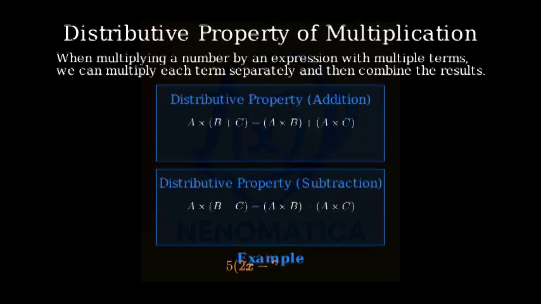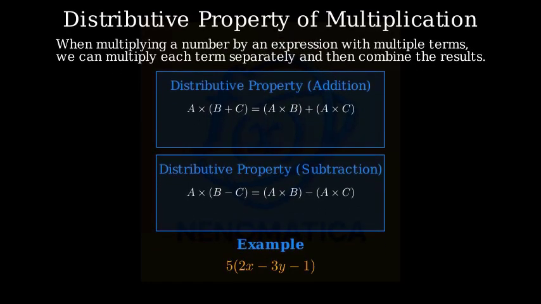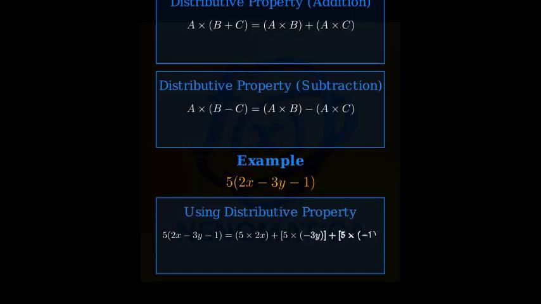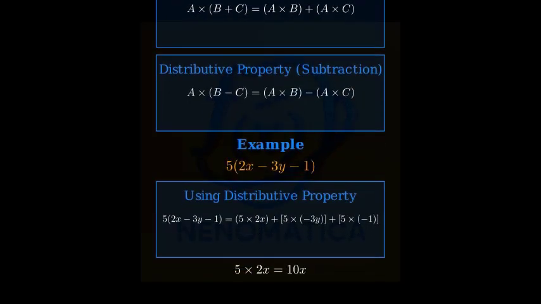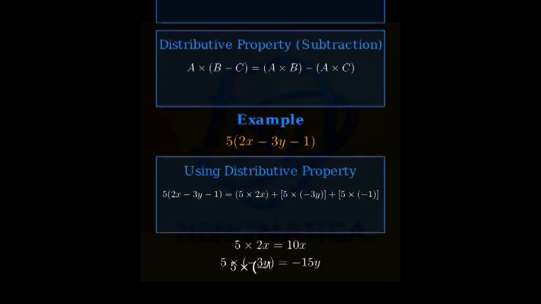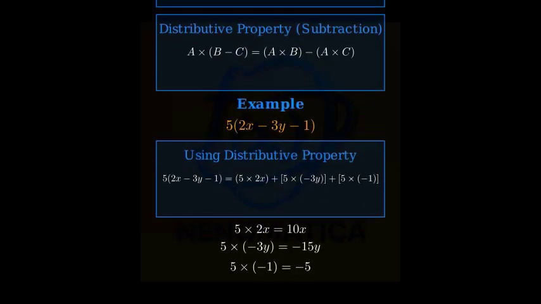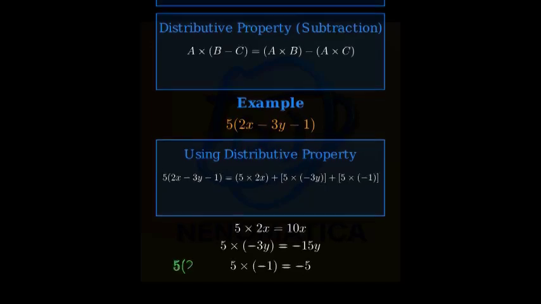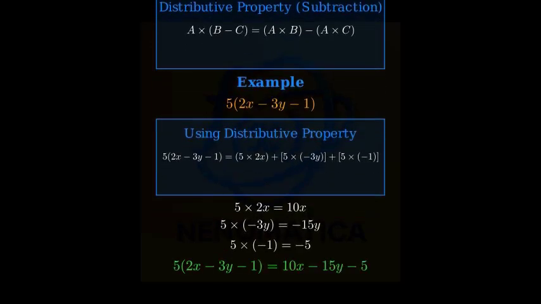For our first example, let's multiply 5 by the expression 2x minus 3y minus 1. Using the distributive property, we multiply each term inside the parentheses by 5. First, 5 times 2x equals 10x. Next, 5 times negative 3y equals negative 15y. Finally, 5 times negative 1 equals negative 5. Combining these results, we get 10x minus 15y minus 5.